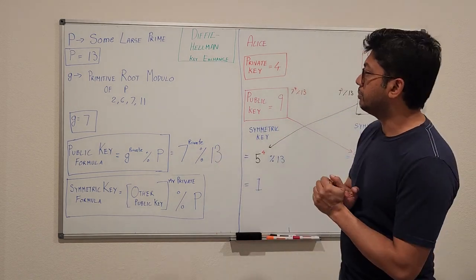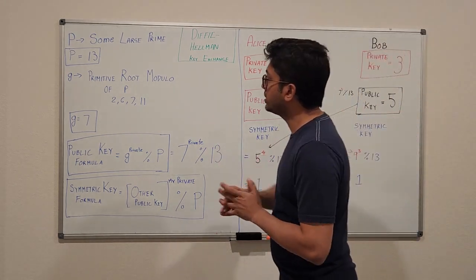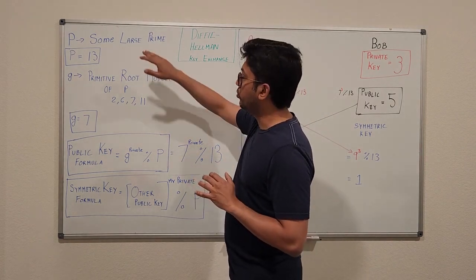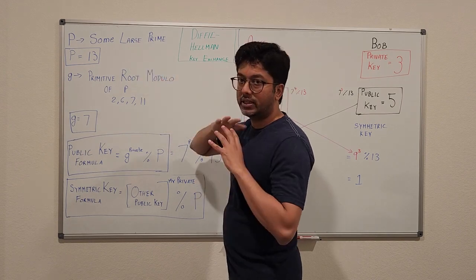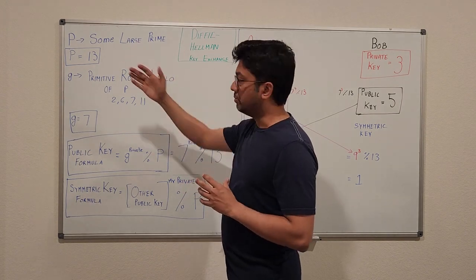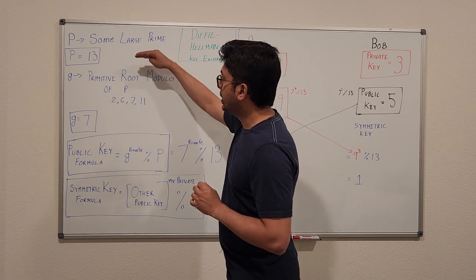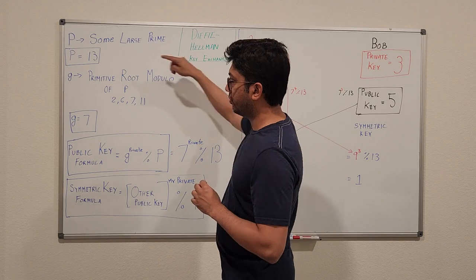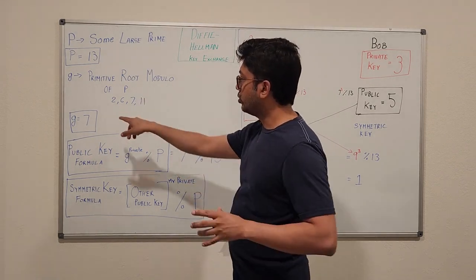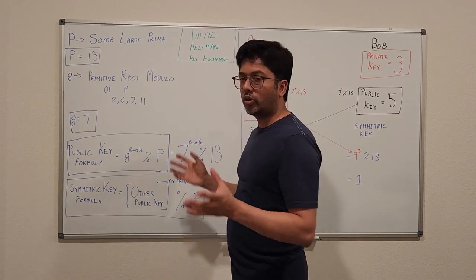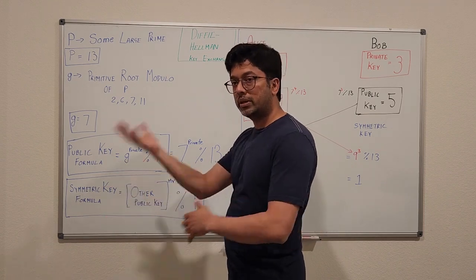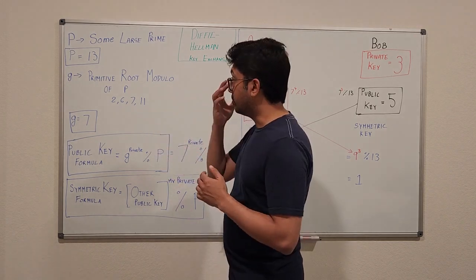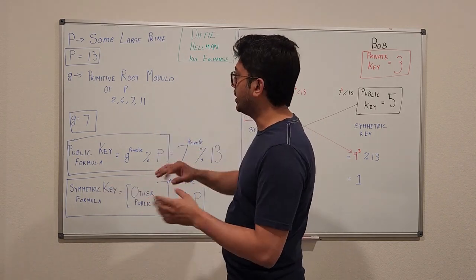So let's see an example. The way this works is you take some large prime number. For the sake of the example, I took 13, but in real life it will be a very large number. Then you get a primitive root modulo of that number. I'm not going to get into how you get the primitive root modulo. There are online calculators where you put in a prime number and they give you all the primitive root modulos, which is also publicly available information, which the spy will also know, which is fine.